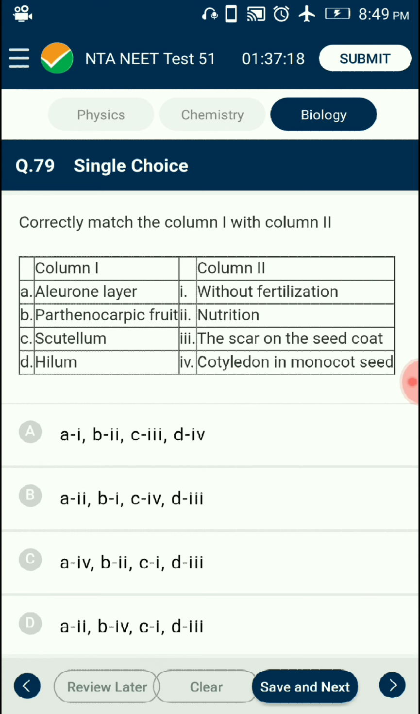Question number 79. Correctly match column 1 with column 2. Parthenocarpic fruits are developed without fertilization of the ovary. These fruits are seedless. Seedless banana is an example. In monocot seeds, the large shield-shaped cotyledon is known as scutellum. The endosperm is covered by a proteinaceous layer called the aleurone layer that separates the endosperm from the embryo and nourishes it. The attachment of the seed to the fruit leaves a scar on the seed called hilum. So the answer is option B.